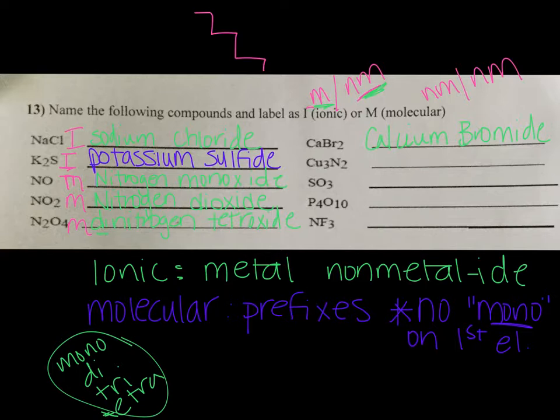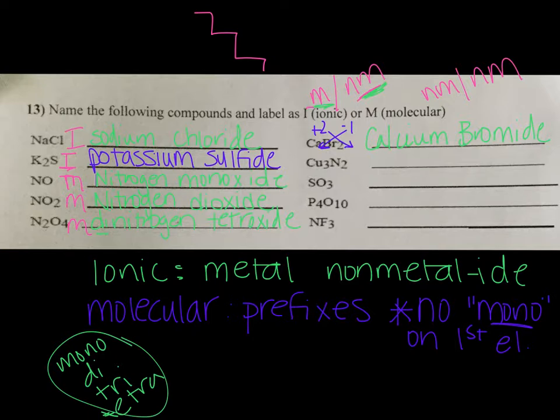Just a reminder, okay, pay attention to your subscripts. Like, where are they coming from? This subscript right here is coming from the fact that calcium has a +2 charge, bromine had a -1 charge. You crisscross your charges, and that's how we come up with your formula, okay?